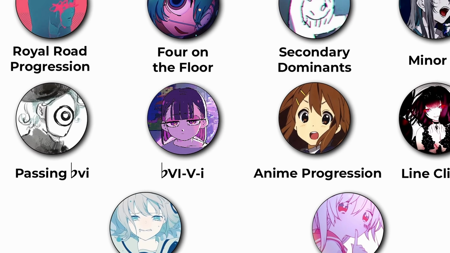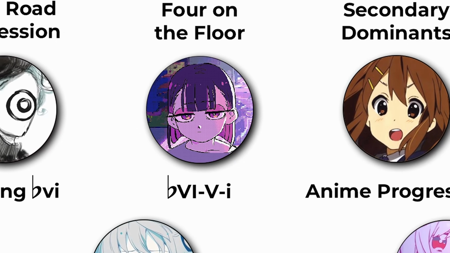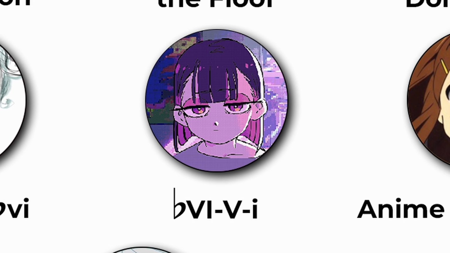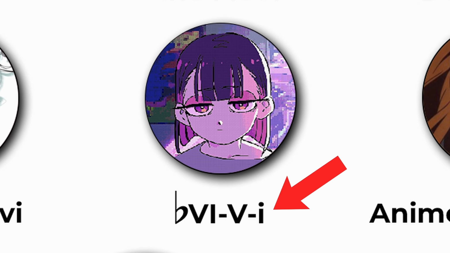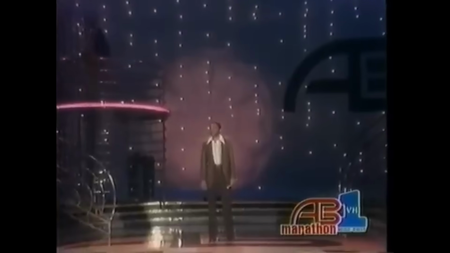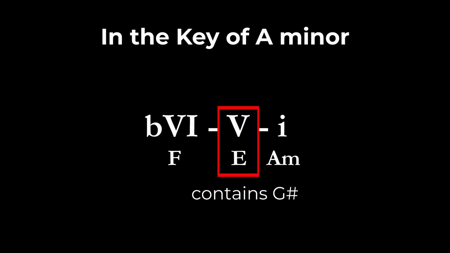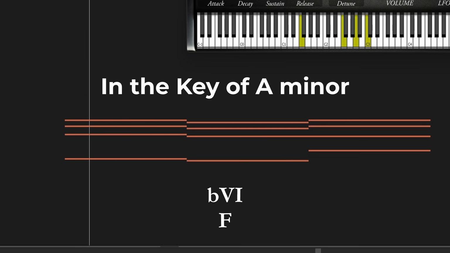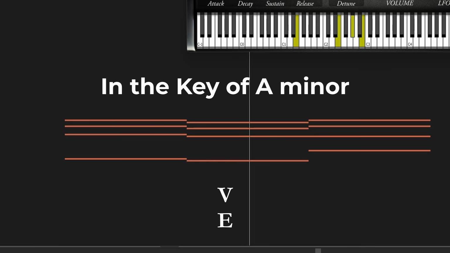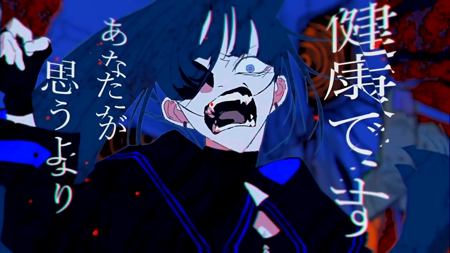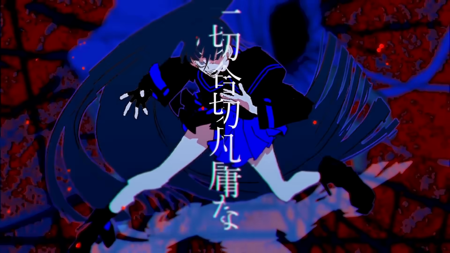The flat 6-5-1 chord progression is also a popular chord progression used in Japanese music. Keep in mind that our 1 chord is minor now. It is more known in the West as the Just the Two of Us chord progression. It has a darker mood due to the major 5 chord, which uses the raised 7th from the harmonic minor. Due to it being darker, it is widely used by Vocaloid and also ex-Vocaloid producers.